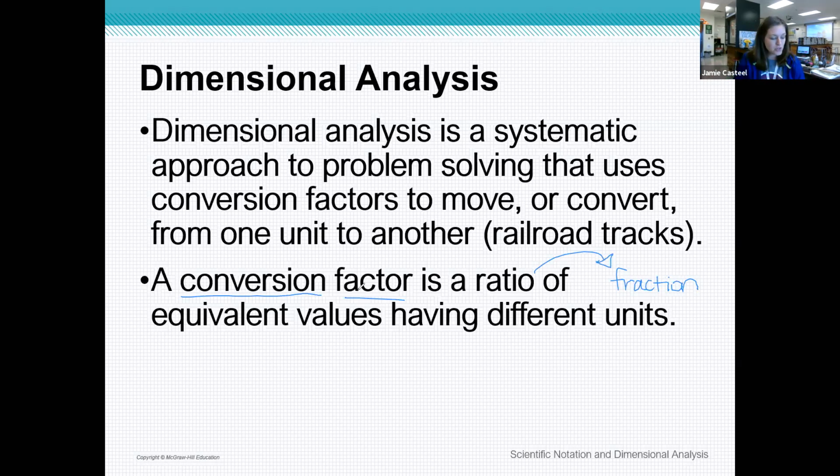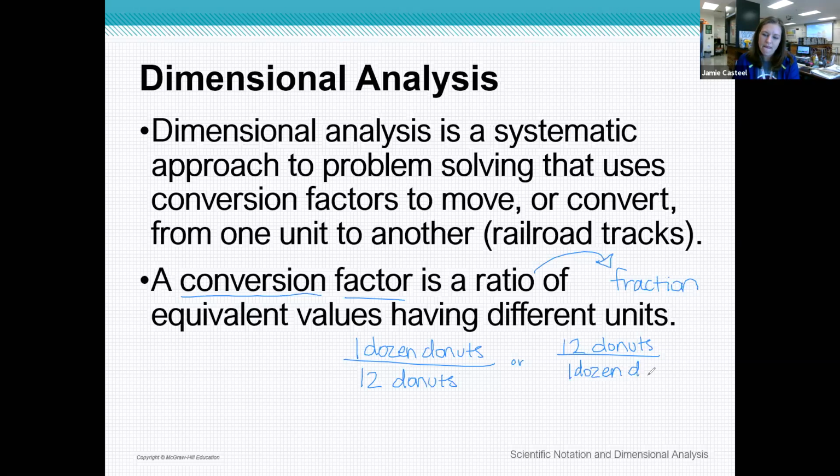So a conversion factor for that would be one dozen donuts is equal to 12 donuts. Or I could flip it. It's the same thing. Isn't 12 donuts still a dozen donuts? And I'll explain how you know which one to put on top.